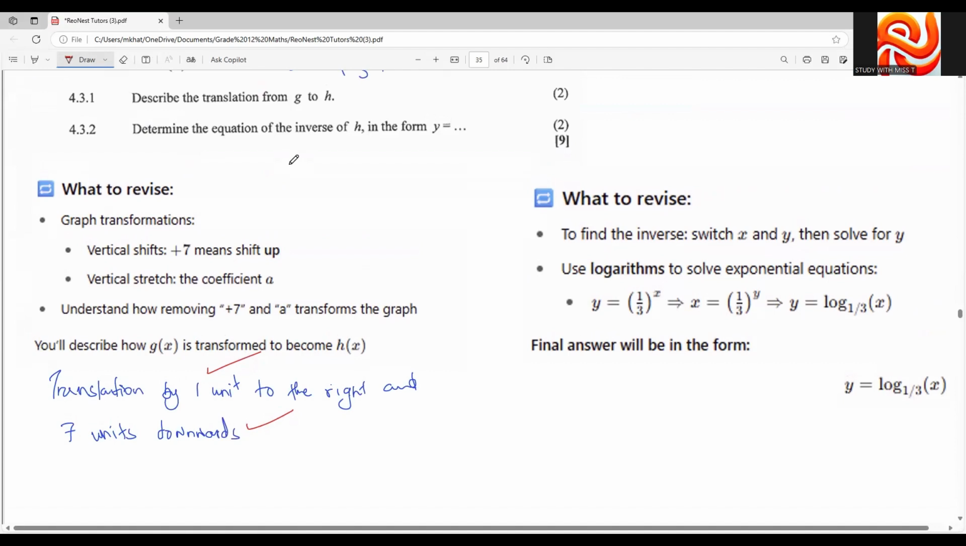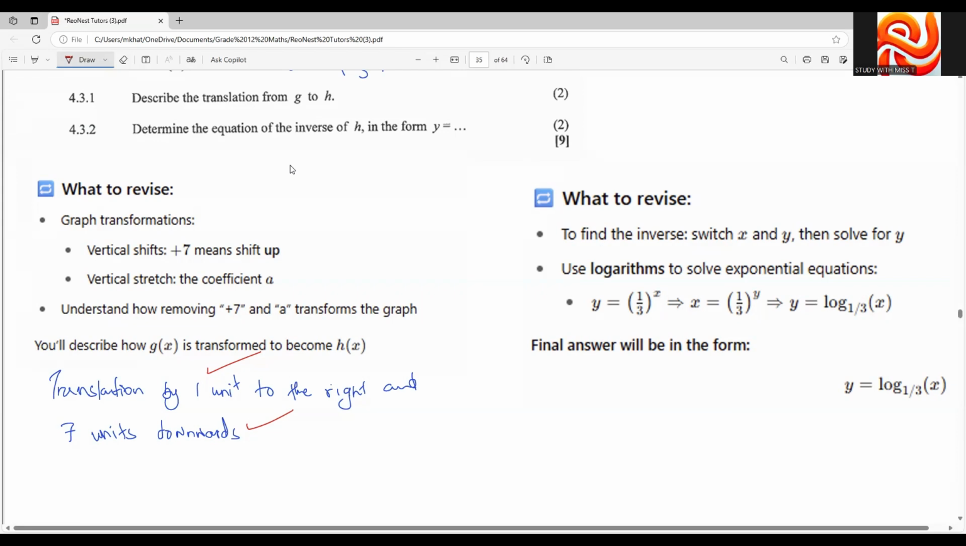Now the second question, 4.3.2, we have to determine the equation of the inverse of h in y. So to find the inverse, we have to switch x and y, then we solve for y. So in this case, as I'm showing here, we are going to swap them, whereby from y is equal to 1 over 3 to the power x, we're going to have x is equal to 1 over 3 to the power y. So it's an inverse, right?